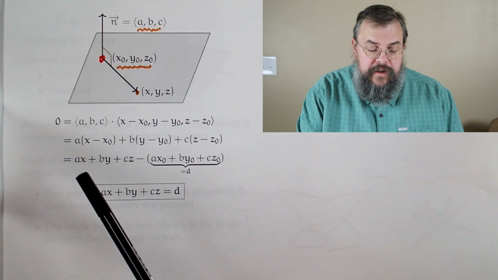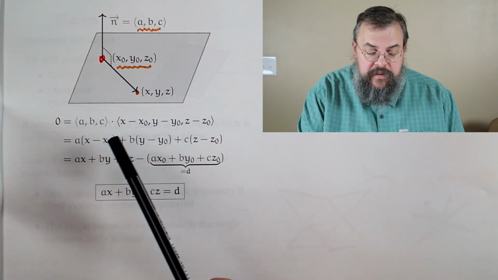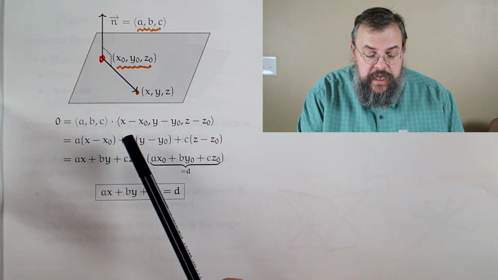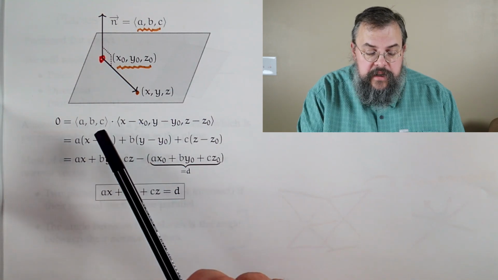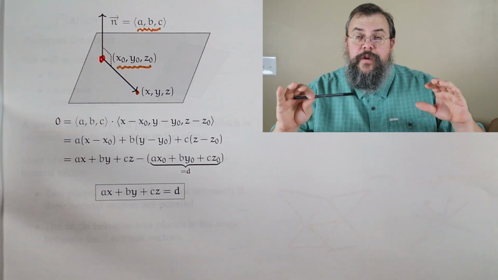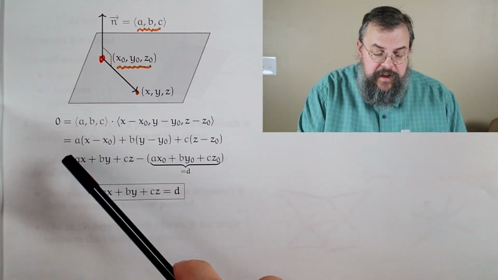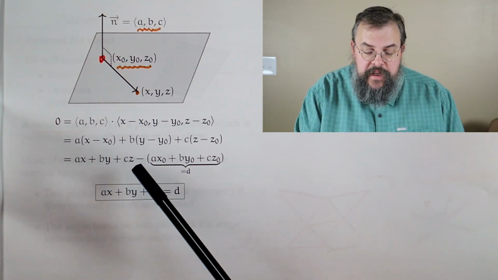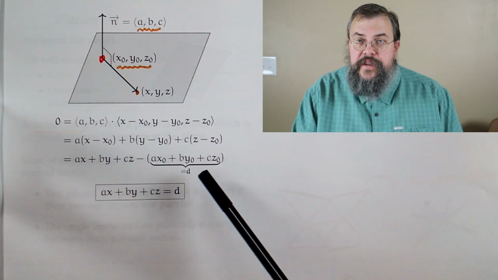So we do the dot product. a times x minus x0, b times y minus y0, c times z minus z0. Now you do a little bit of expansion. You'll get a times x, b times y, and c times z. And then you get some other stuff.